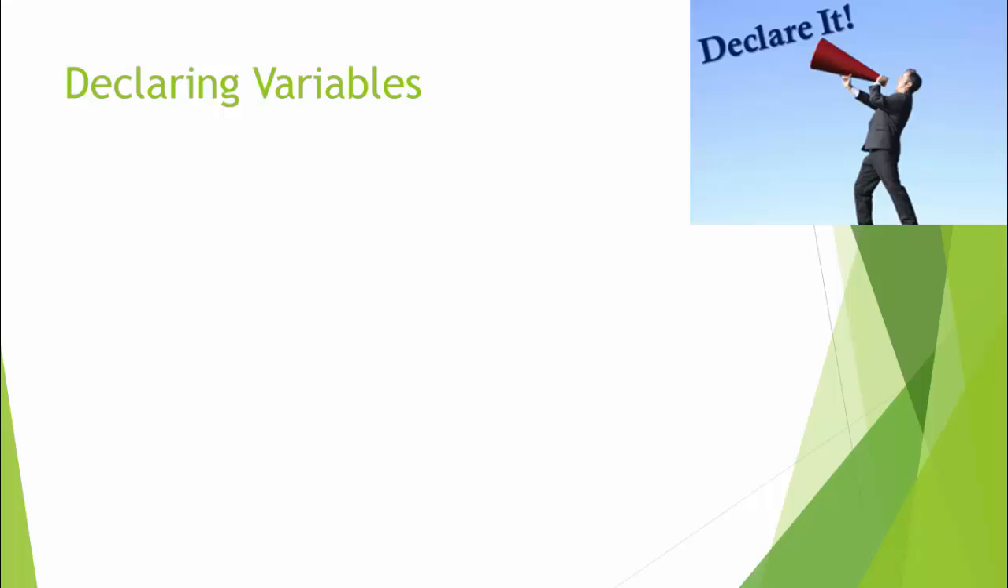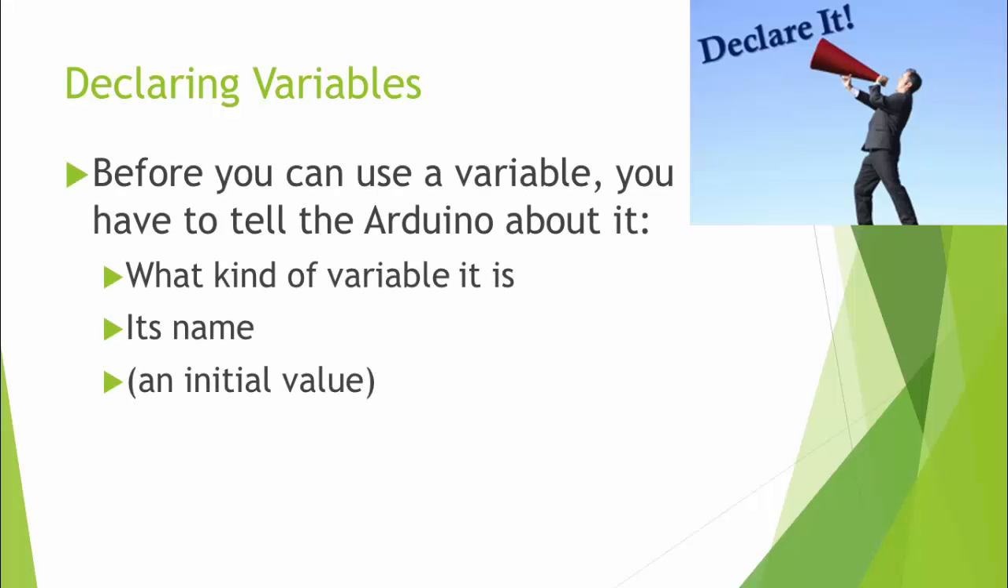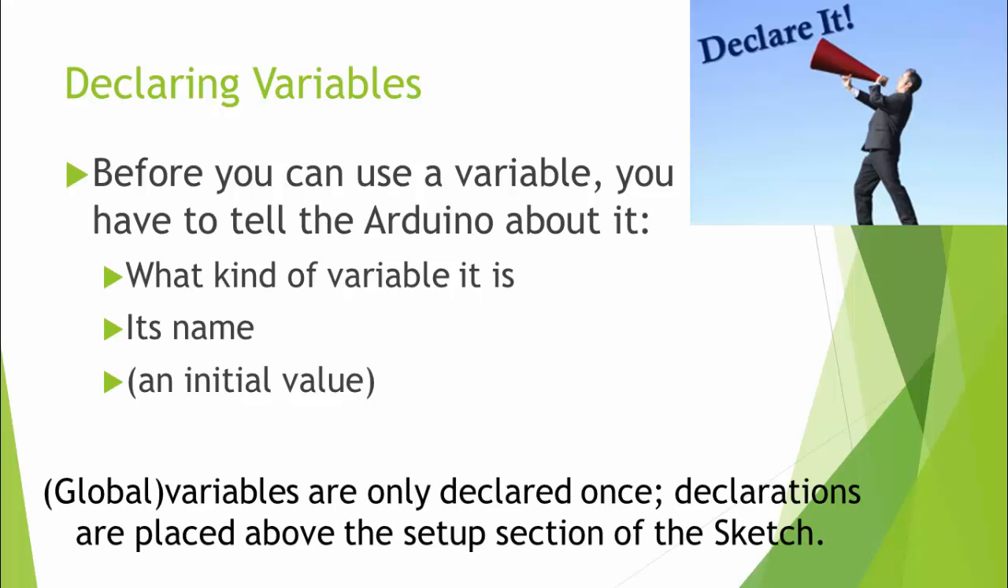Now, whatever kind of variable you have, a key concept across virtually every programming language is the idea of declaring variables. Before you can use it, you have to tell the system about it, what kind of variable it is, what its name is, and usually an initial value that can be changed at a later point. Now, global variables are declared once, and they can be used at any time subsequently throughout the sketch. There are what's called local variables for certain situations where that variable can only be used inside a subset of your program.